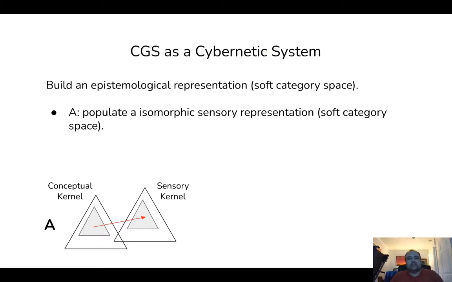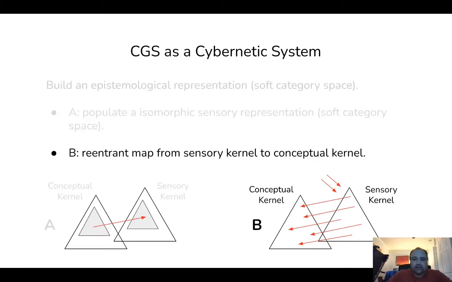We can also think of CGS as a more generalized cybernetic system. And so we're building these epistemological representations. We need to map from, say, a sensory kernel to a conceptual kernel. So this is done in a little bit of an odd way. In the first case here, in portion A, we populate an isomorphic sensory representation. So this is a soft category space. We create a conceptual kernel of interest, and then we map it back to a sensory kernel. So we have a bunch of concepts. We map it back to the sensory components that we think are involved.